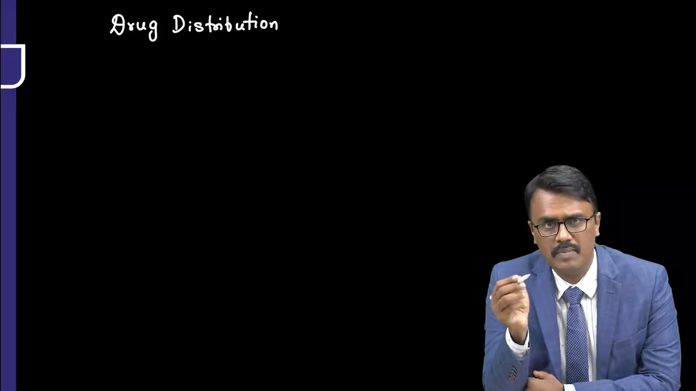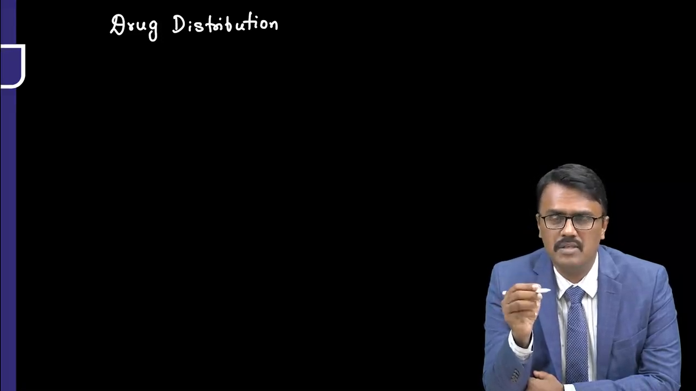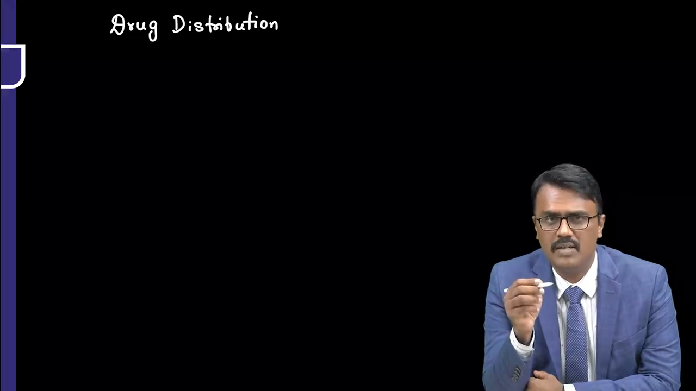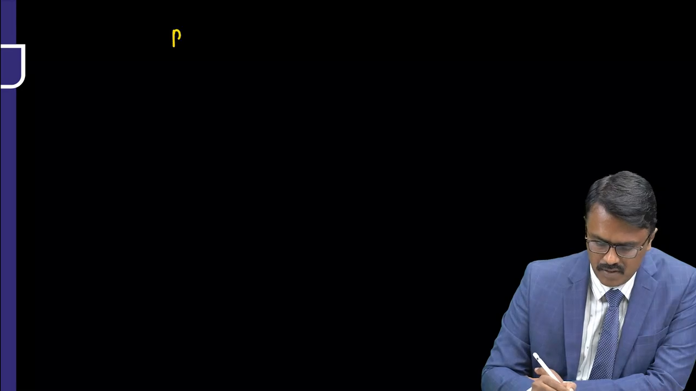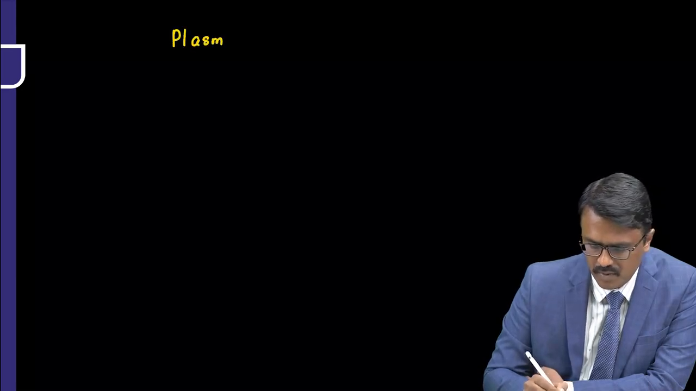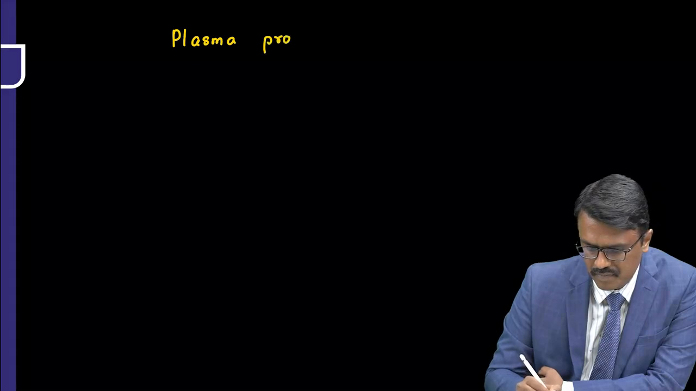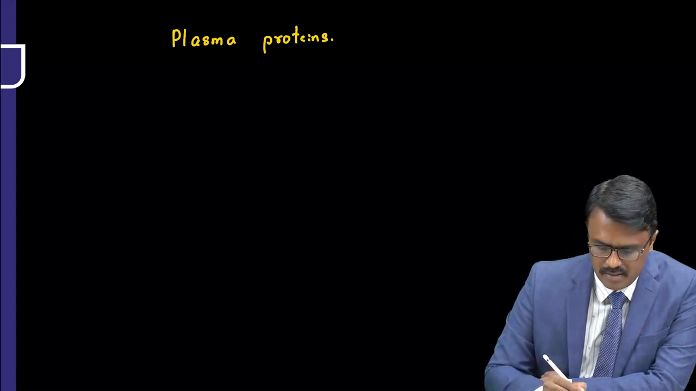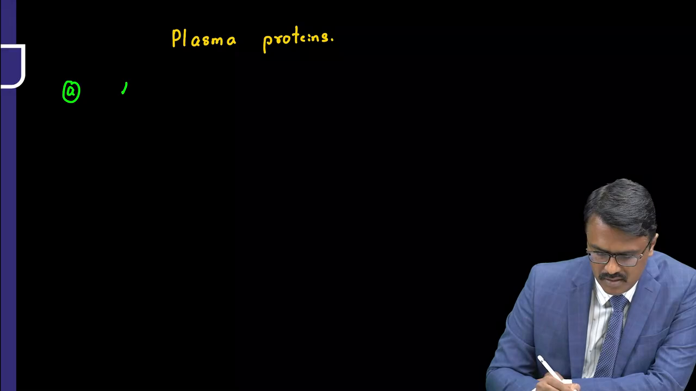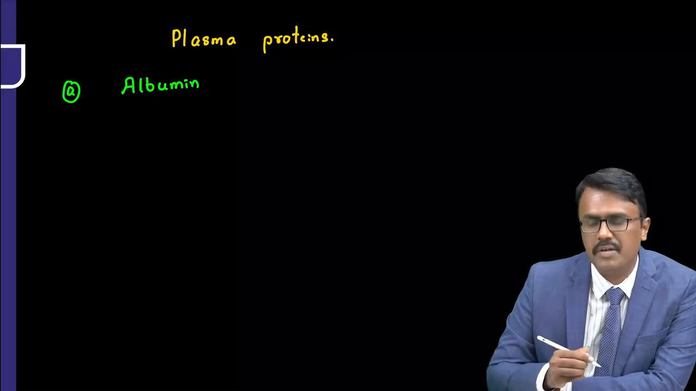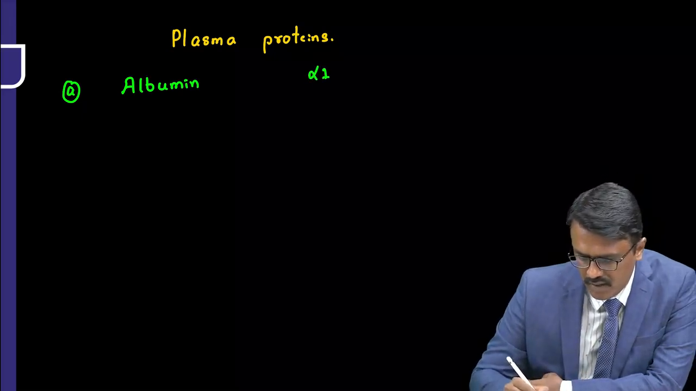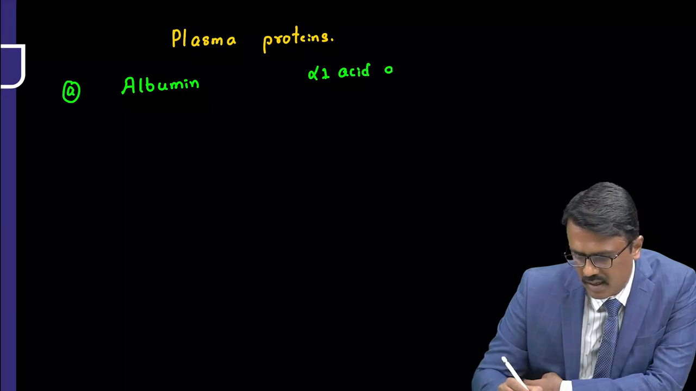Before I go to that part, there is something called plasma proteins and we have to learn about them. So let us understand the plasma proteins first. In drug distribution, first of all, we need to understand the concept of plasma proteins. What is the first thing I need to know about that? There are two important plasma proteins. Number one, albumin. And one more is called alpha 1 acid glycoprotein.